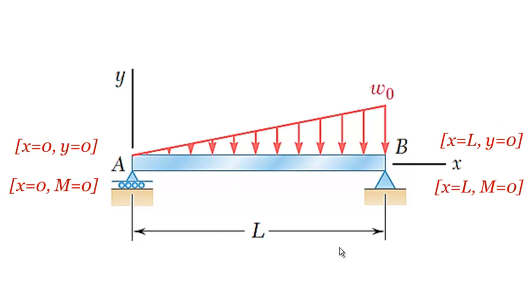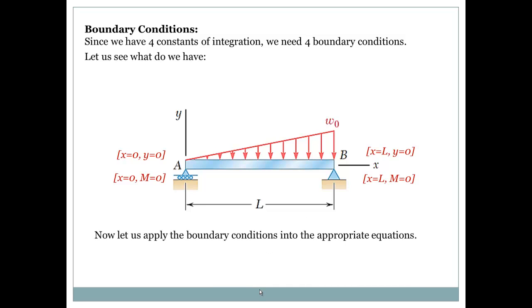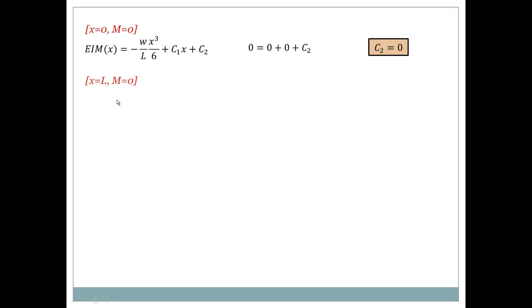With these boundary conditions, now we will be able to solve for the constants C1 to C4. Okay, let's apply them. At x equals 0, M equals 0. So I go to the M equation and substitute x equals 0 in this equation. I'll end up having C2 equals 0. That's nice, because now whenever I have C2 in any other equation, I just take it out, which makes the equation simpler. At x equals L, M equals 0.